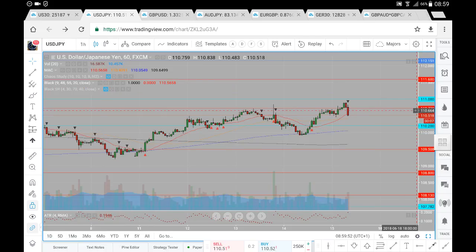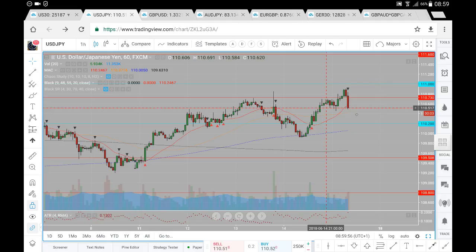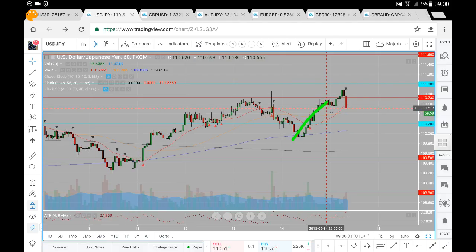So this is the US dollar Japanese yen analysis for Friday the 15th of June. Now let's have a look at where prices may likely go. Previously we've had the price come down towards the 200 period moving average, this dynamic level of potential support.